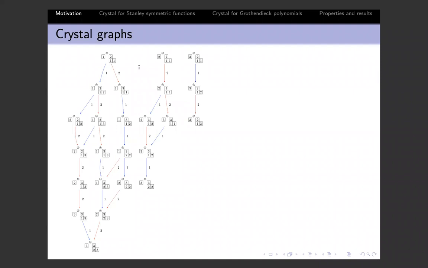If we are looking at type A_{n-1}, then the edges would be labeled by colors from one up to n minus one. So in this example that I've given here, this would be an A2 crystal, because we have two colors, the blue arrows and the red arrows. And here I've actually considered a tensor product of two crystals: a crystal labeled by just a single box and a crystal indexed by the partition 2-1. And then you can see that the crystal decomposes in this case into three connected components.